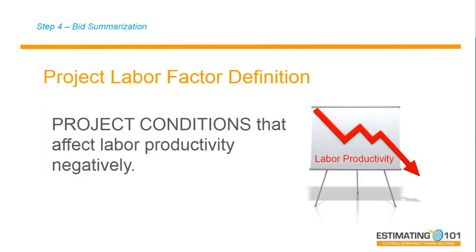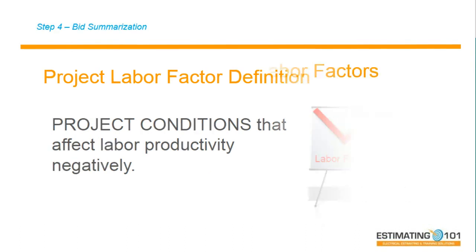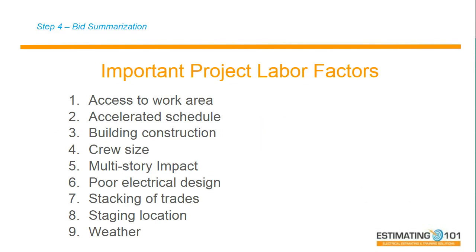I'd mentioned to you a project labor factor is a project condition that affects labor negatively. So I'm going to give you just a couple here. There's about 24 that I've identified in the book that I've written, but I believe there's as many as 40 or 50 of these. But these are all conditions: access to the site, accelerated schedule, the building construction, the crew size, the multi-story. All of these project conditions can and will affect the project labor negatively. And so this has to be compensated for in the bid summary.